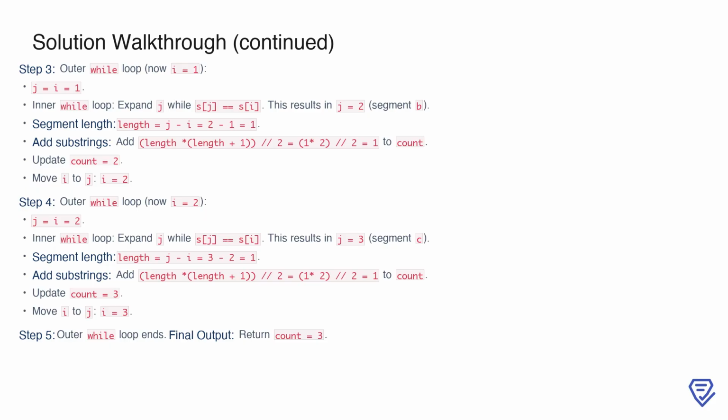Now for the final segment, j is set to I. The inner while loop expands j as long as the characters at j and I are the same. For the segment consisting of a single c, j advances to 3. The length of this segment is again 1, and the number of substrings is calculated as 1. Adding this to count, we update it to 3. Finally, with I set to 3, the outer while loop ends, and the function returns count equals 3.